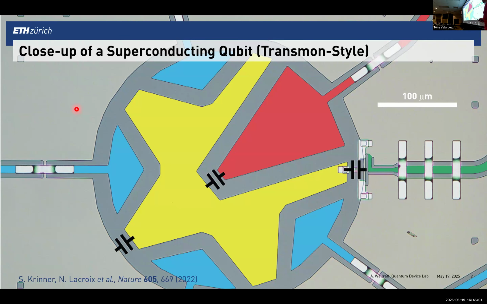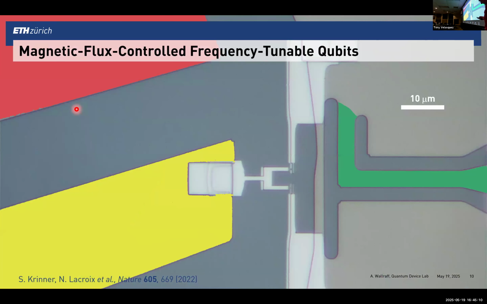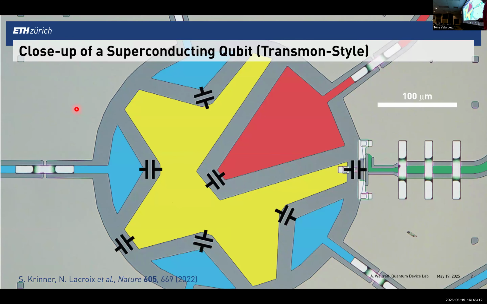The yellow part couples to the readout resonator for enabling readout, and then to these four couplers around the qubit that couple one of these qubits to their four neighbors. And there's a little bit of capacitance also in these Josephson tunnel junctions to the ground.